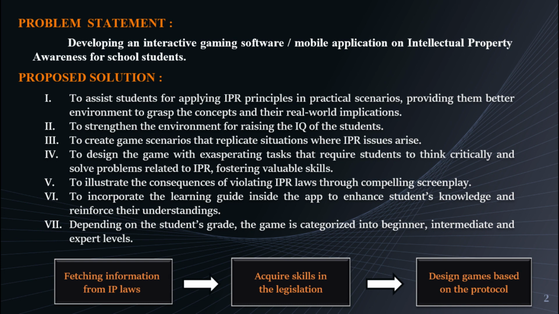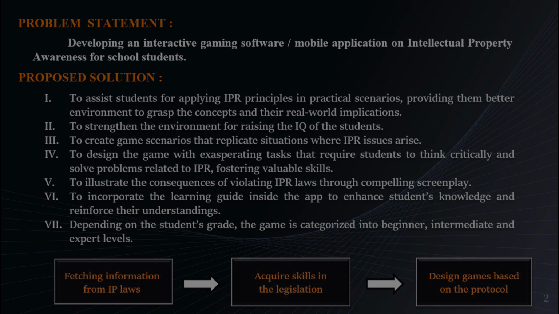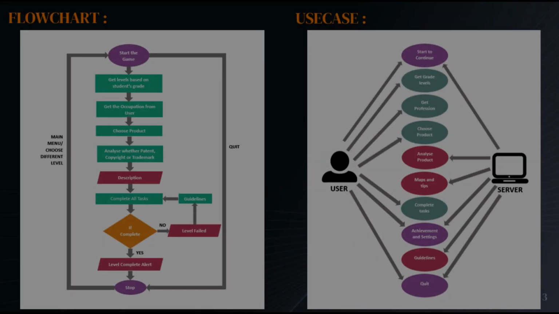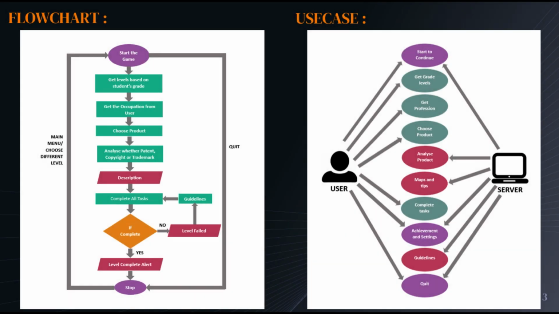The game also replicates scenarios in which IPR issues may arise and illustrates the consequences of violating the IPR laws via compelling screenplay. Depending upon the grades of students, different sets of tasks are provided for beginner, intermediate, and expert categories. Official guidelines provide additional information about the IPR laws and reinforce their understanding. We have designed the game idea and protocols by initially fetching information from the IP laws and acquiring skills in the legislation. The game's working can be briefly described with the help of this flowchart.